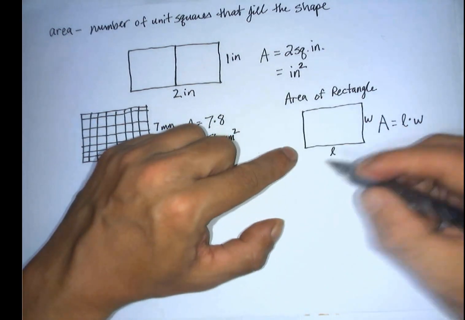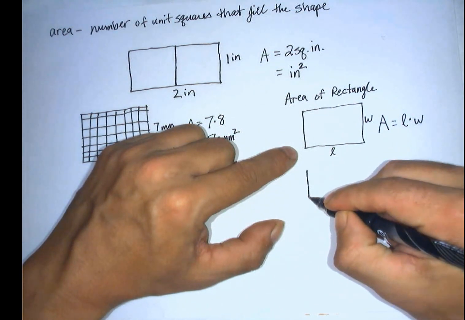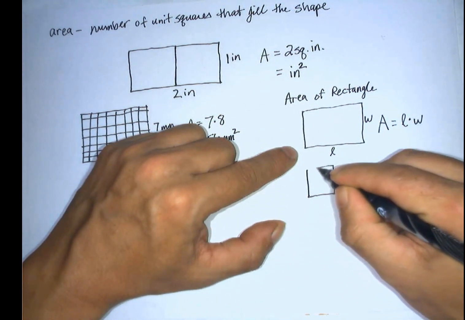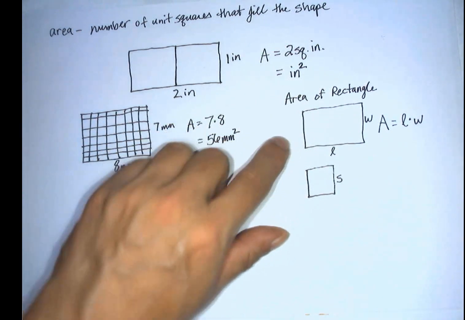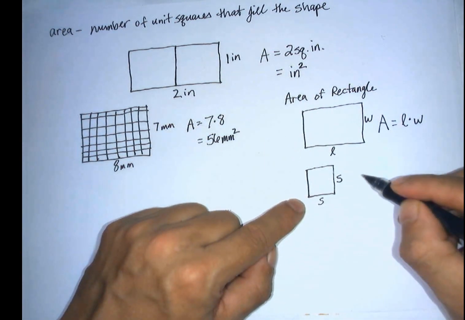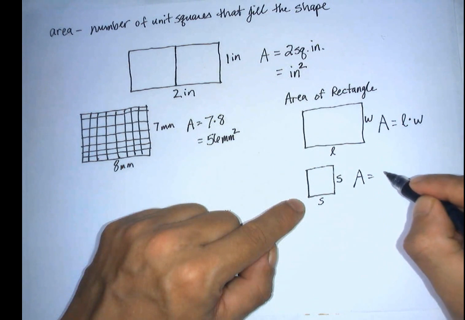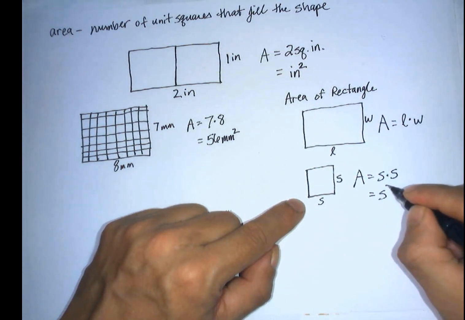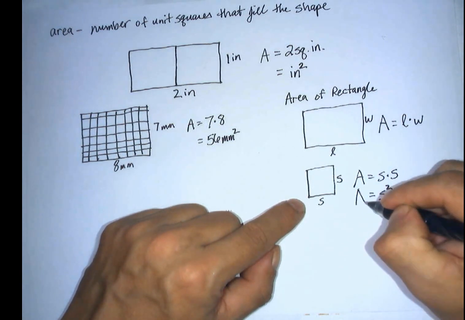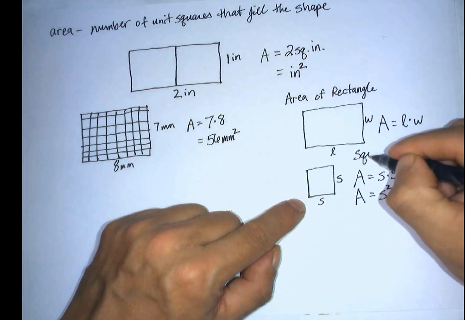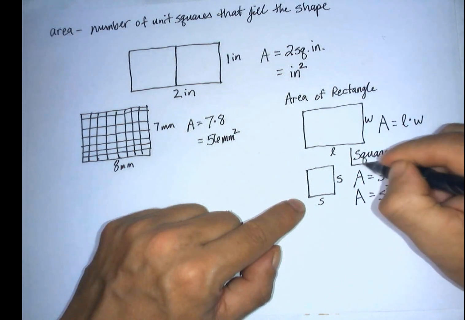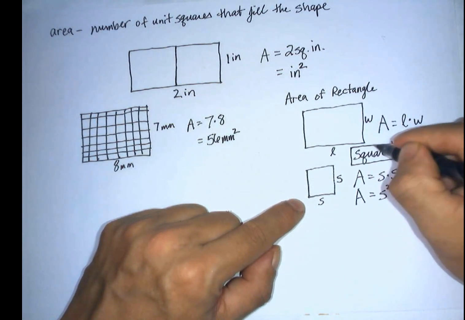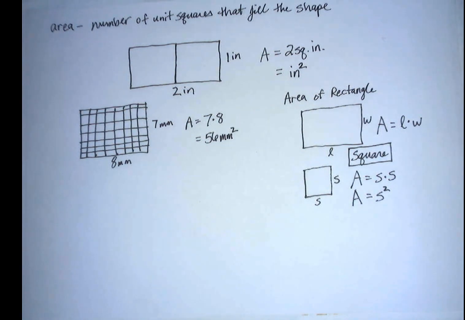If the sides are all the same and we have a square, that would mean that the length and the width are the same. So the area is just going to be the side times the side, which is also the side squared. So the area of a square is the side squared. Okay, 2 trickier ones. And these are just formulas that we're just going to have to memorize here.